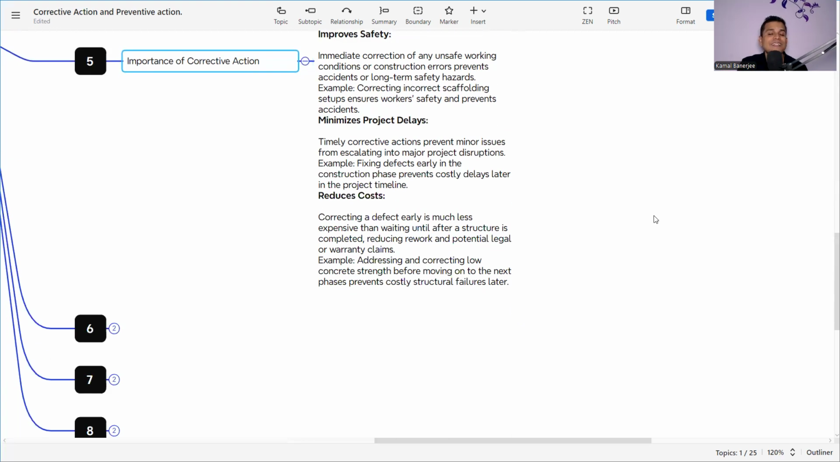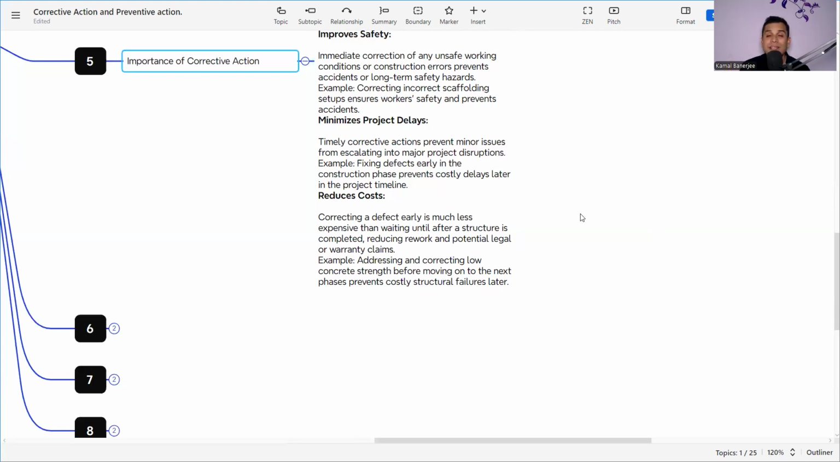Then it minimizes project delays. If quality issues arise in the projects, what happens? It increases the project cost. Also, it increases project delays, and the reputation of the organization becomes a problem. So the importance of corrective action is also that it finds the root cause and minimizes the project delays. And also, as I was saying, it reduces the cost.